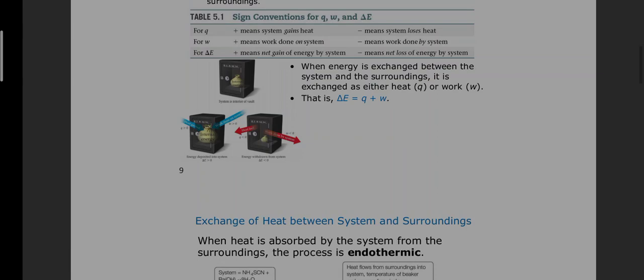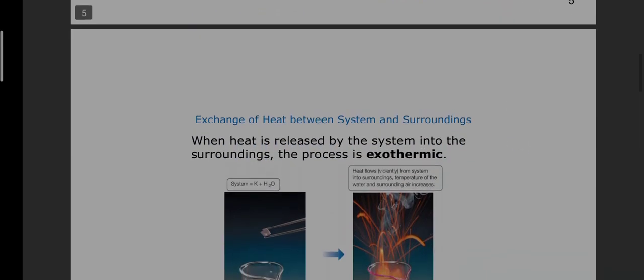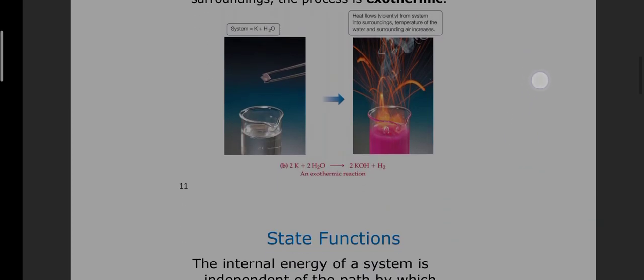When energy is exchanged between the system and the surroundings, it is exchanged as either heat Q or work W, that is, ΔE is equal to Q plus W. Exchange of heat between system and surroundings: when heat is absorbed by the system from the surroundings, the process is endothermic. When heat is released by the system into the surroundings, the process is exothermic.